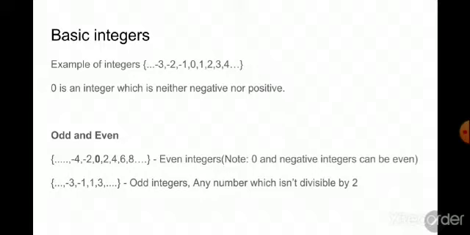Now, integers can be of two types, odd or even. Take particular note that 0 is an even integer. The GMAT tests you on that as well. Even integers can be negative as well, like -2, -4. Odd integers are integers that are not divisible by 2. Examples would be -3, -1, 1, 3, and so on.